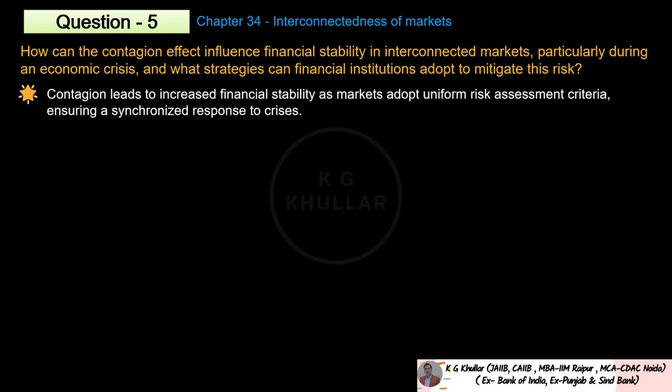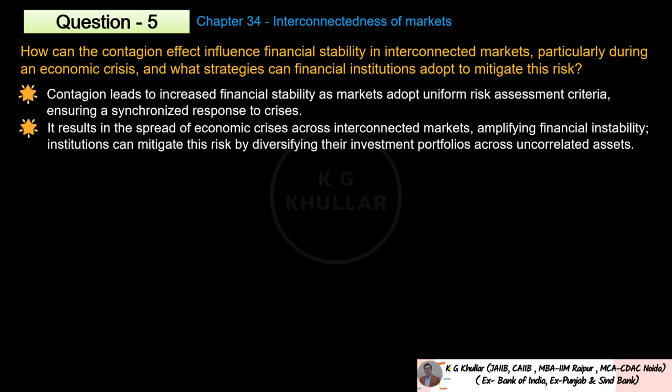The first option is, contagion leads to increased financial stability as markets adopt uniform risk assessment criteria, ensuring a synchronized response to crisis. Then second option B is, it results in the spread of economic crisis across interconnected markets, amplifying financial instability. Institutions can mitigate this risk by diversifying their investment portfolios across uncorrelated assets.